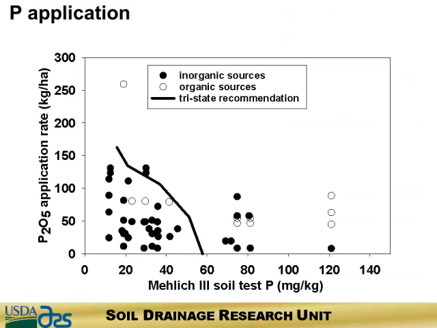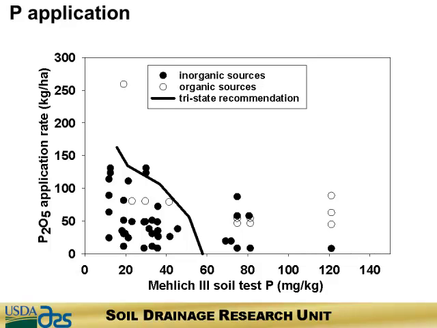Let's look at P application. This is the application of all the sites where we're collecting data right now. You can see that the line on there is the tri-state recommendation, where that line exists based on the Mehlich 3 soil test level.